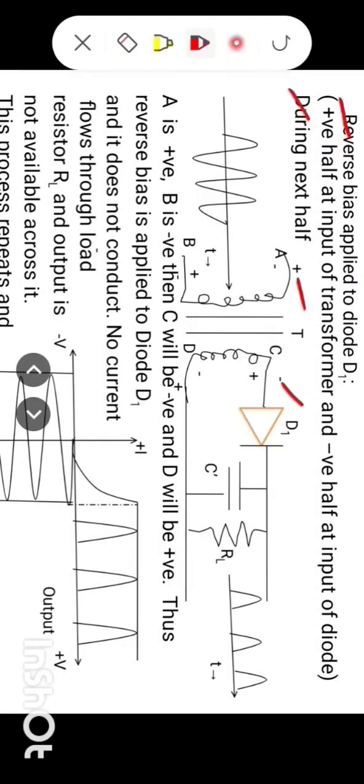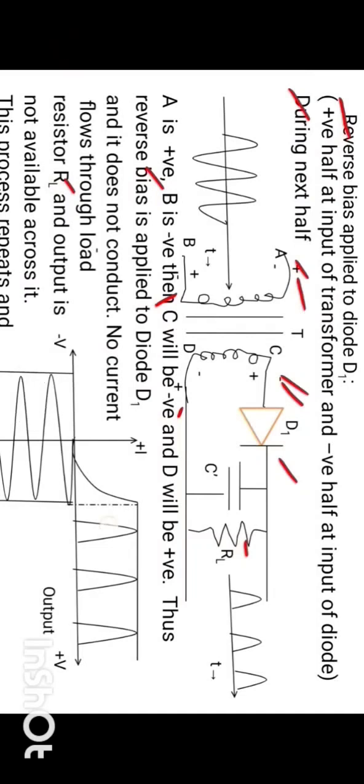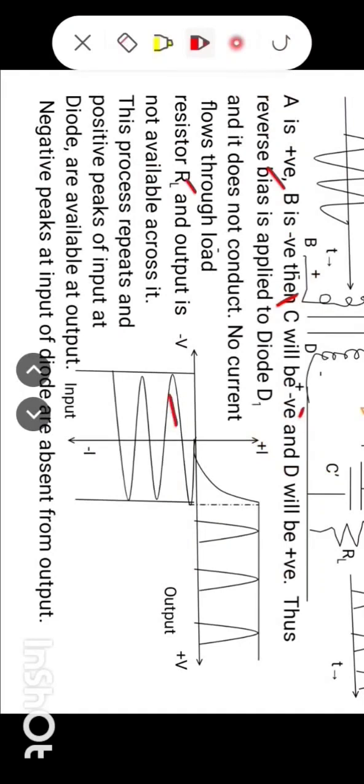During next half, A is positive and B is negative. Then C will be negative and D will be positive. Thus, reverse bias is applied to diode D1 and it does not conduct. No current flows through load resistance RL. Now, there is no current through this resistance and output is not available across it. Now, this situation refers to this negative half and this gap.